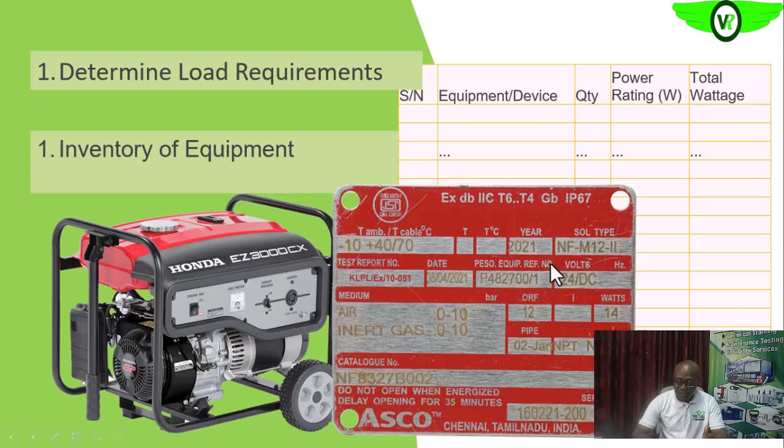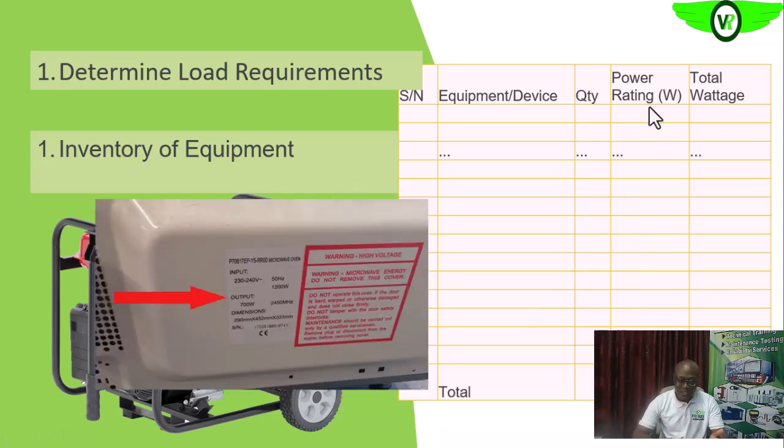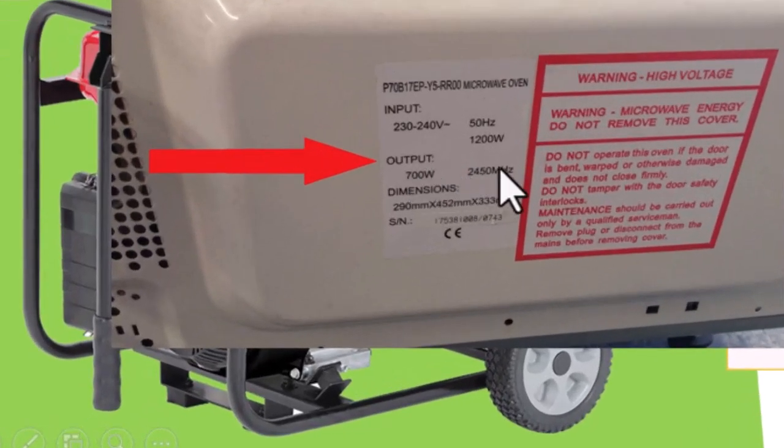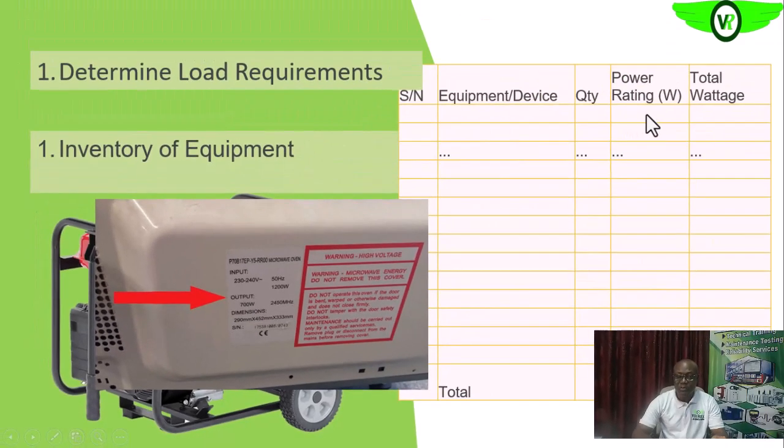So this is also a nameplate. You see, like this now, the wattage is 14 watts. So against this particular equipment, you write 14 watts here. This also is that of an oven. Look at the wattage. If you look at the back of a microwave oven, this is where you have the wattage. So there is 700 watts. So you put your 700 watts under this column.